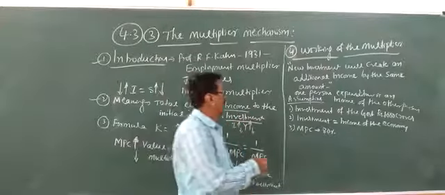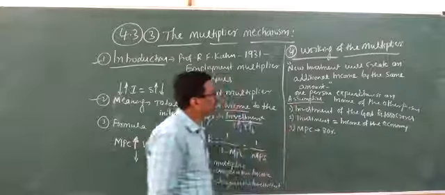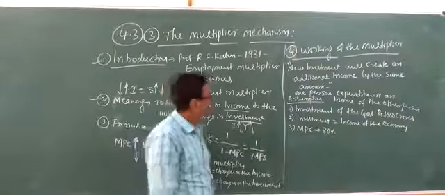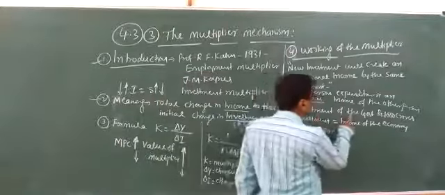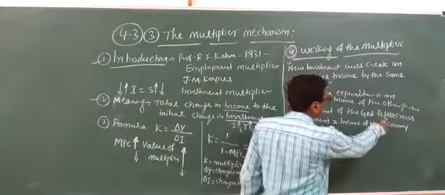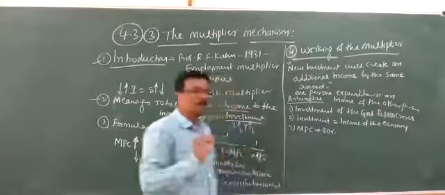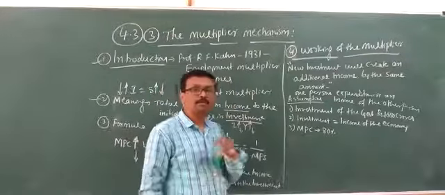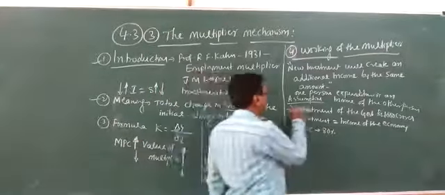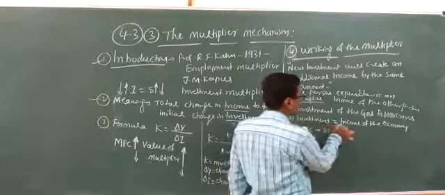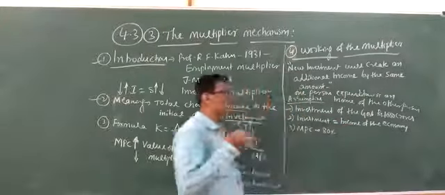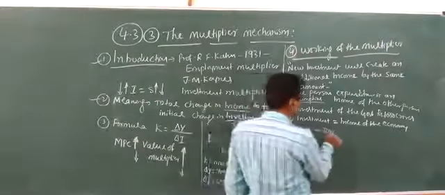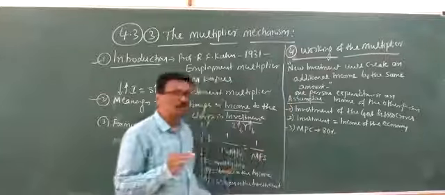Then we have to prepare the assumptions before we know the working of the multiplier with the help of a suitable table. The assumptions: investment of the government is 1000 crores of rupees in our example, created by the central government. Second assumption, investment is always equal to income of the economy. Then in our example, MPC is 80%, the marginal propensity to consume.